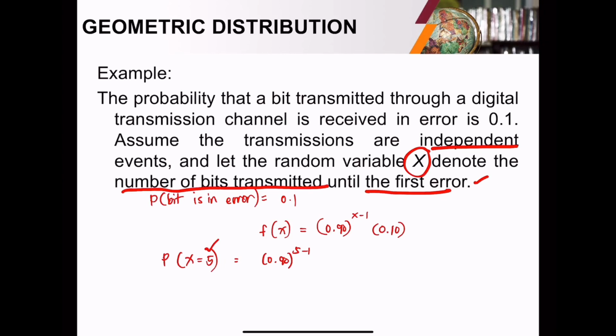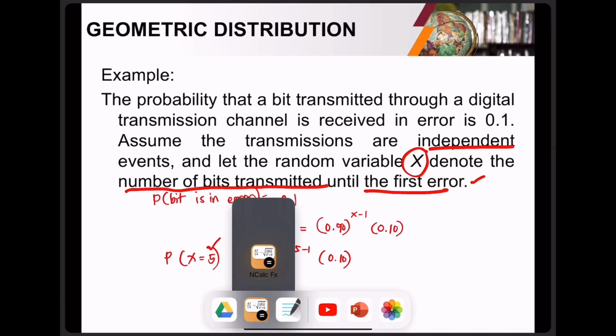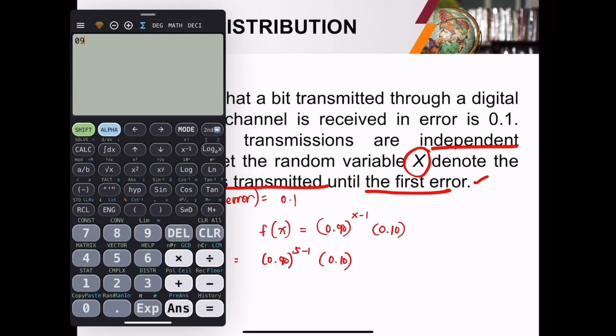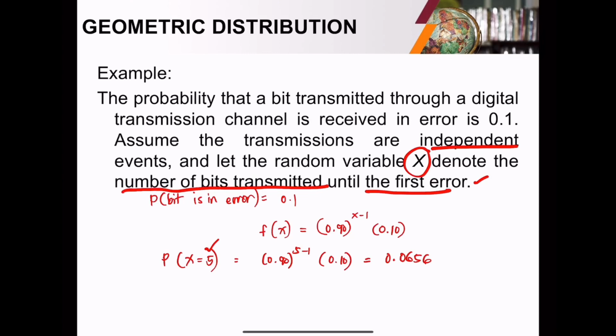Or, the four okay bits multiplied by our fifth bit that is erroneous. So, getting our calculator to show you the answer, that would be 0.90 raised to 4, and then multiply that by 0.10. That gives an answer of 0.0656, so that's 6.56% chance.